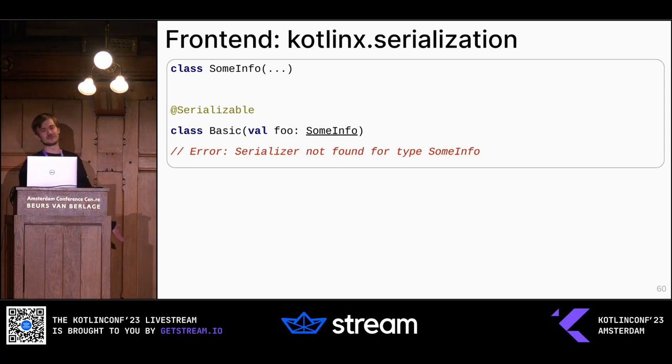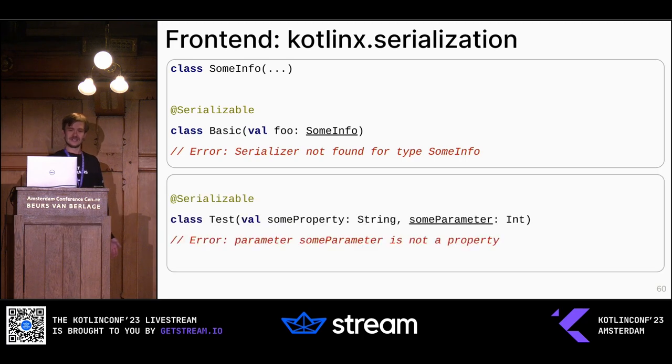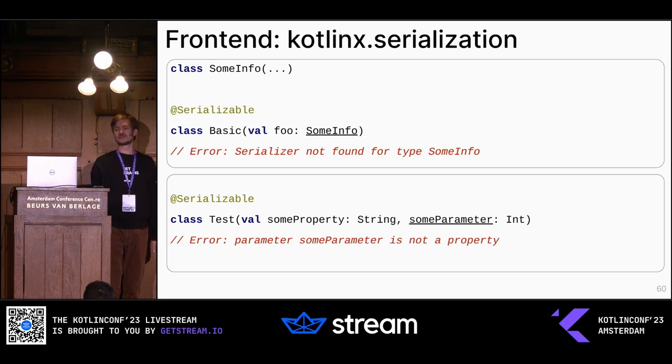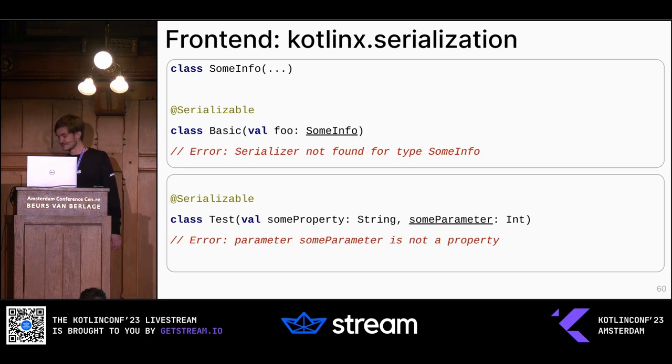Also, the serialization plugin performs some additional checks. For example, here we check that all properties of a serializable class are also serializable. It's not so in this case. Some info isn't serializable, and it's an error. Another example is here. All primary constructor parameters should be properties. Otherwise, we will have no way to deserialize them. And it's also an error from the point of view of the plugin.